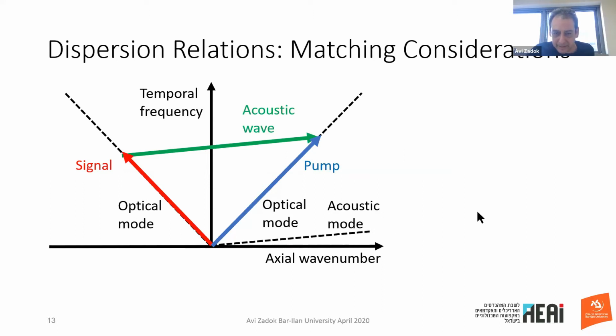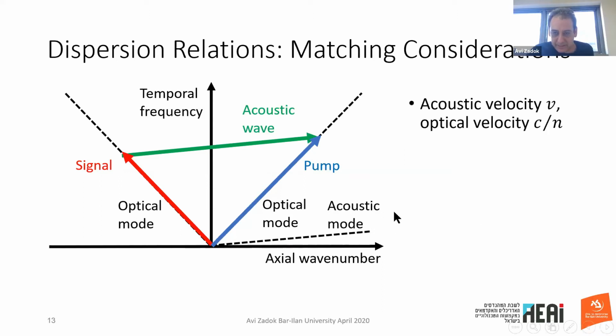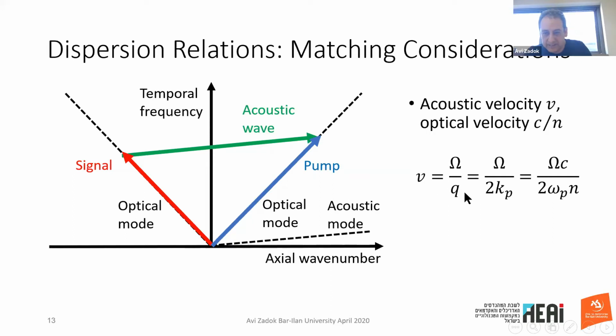Let me make this maybe a little bit more concrete and explicit. The acoustic waves propagate with velocity v. The optical waves propagate with speed of light, velocity c over n. So let us see how this is related. The acoustic wave has to comply with omega over q equals v. But we already know what q is. q is twice the wave number of the optical wave. So acoustic velocity is omega over 2kp.